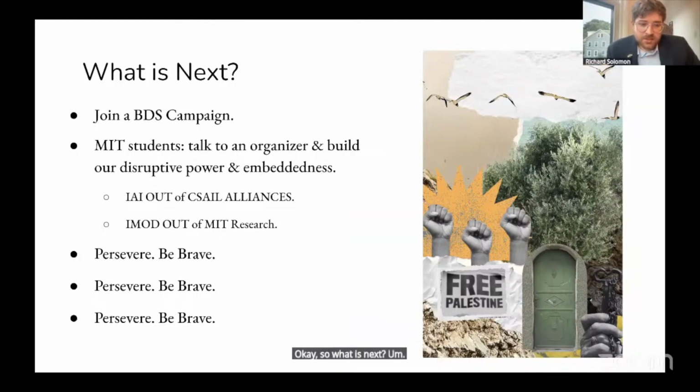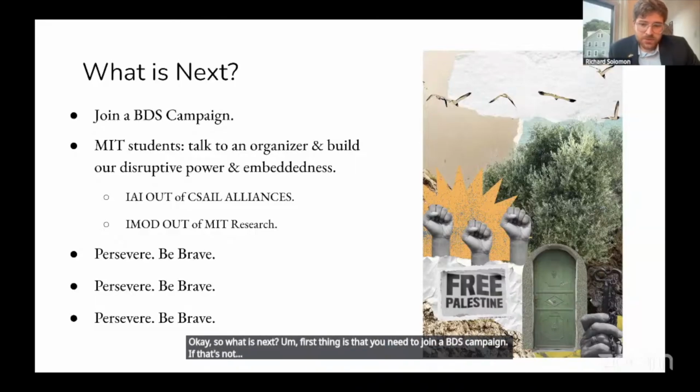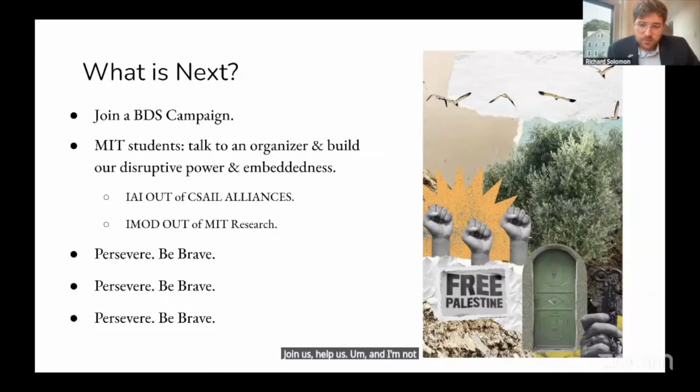The first thing is that you need to join a BDS campaign. If that's not Mass Peace Action, if you're a student at MIT, join us, help us. And I'm not just talking about boycotting a certain brand of hummus. Like Mass Peace Action and JVP, they have this campaign to divest the state pension funds. That's going on right now. Tonight in the US Senate, Bernie Sanders is forcing a vote to try to end $700 million worth of weapons to the Israeli government. There are initiatives happening locally, like the Somerville divestment effort.